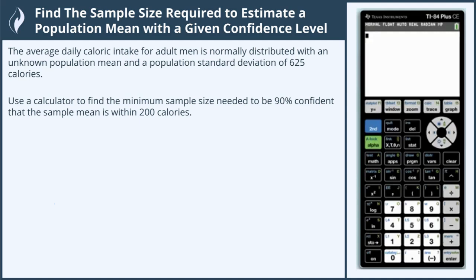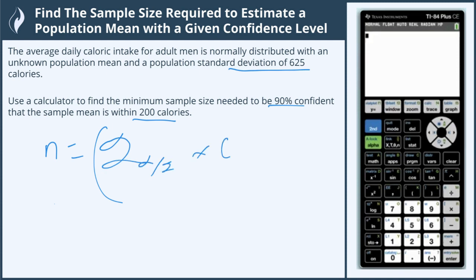This question is asking us to find the sample size needed. So we are given everything we need basically here. We are given the standard deviation, and we are given the margin of error, and we're told there's a 90% confidence interval. So basically, this is the equation we have. N is equal to Z of alpha divided by 2 multiplied by the standard deviation, all over the standard error.